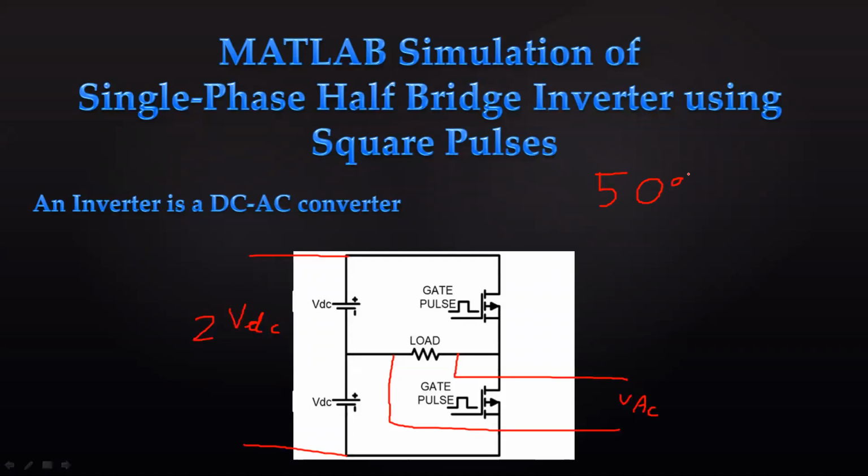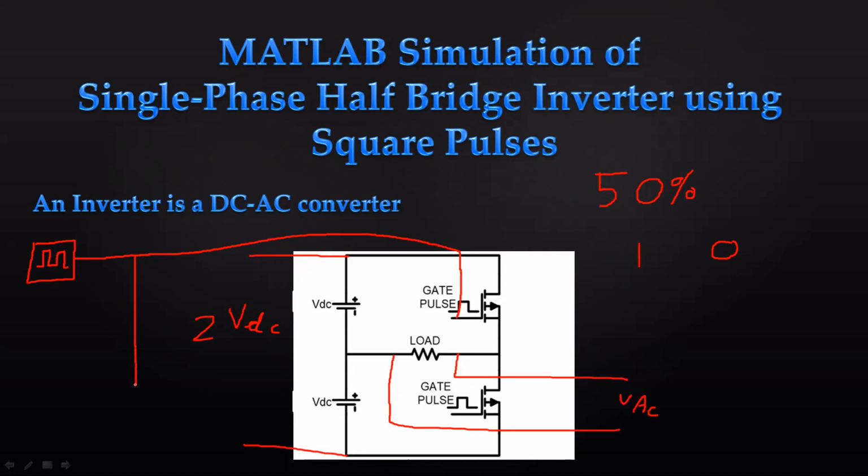We know that 50% duty cycle means from the total time, 50% of the time it would be 1, and the other 50% of the time it would be 0, right? Now we can use a pulse generator from MATLAB, but we will not use that. We will create our own pulses, right? So we will give these pulses to our first switch, right?